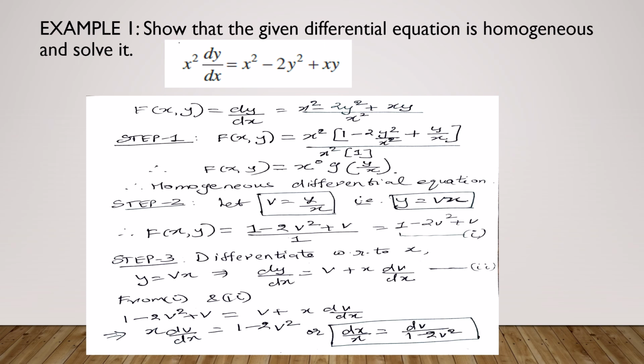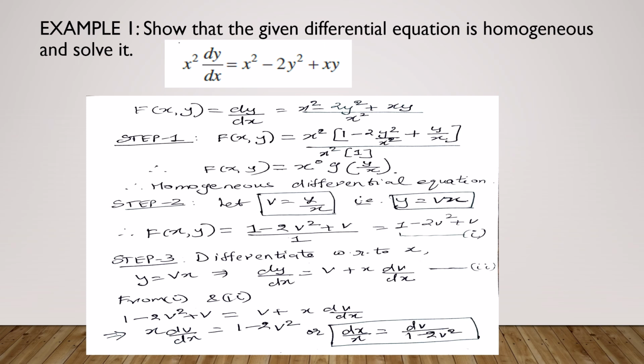The second step is, what you have to do is let y be equal to v into x. That means you have converted your function into the form of y by x. So you take y by x as some other variable, say v. So v is equal to y by x, which means y is equal to v into x. Now our f of x, y is 1 minus 2 into y square by x square, which means v square, plus y by x, which means v. So our function is 1 minus 2v square plus v, in the form of v.